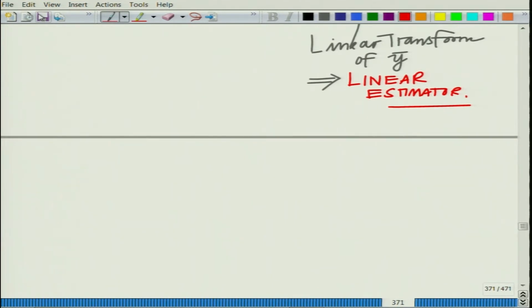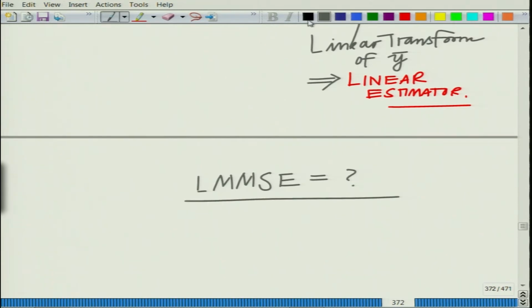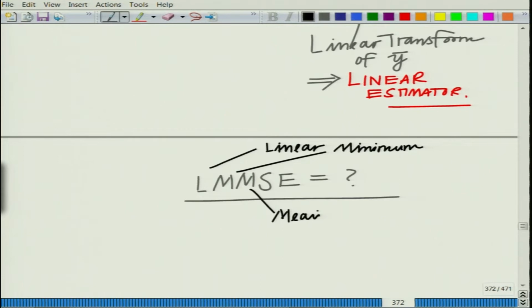And hence the LMMSE estimate. Now, let us look at what the LMMSE is. What do we mean by the LMMSE? There are a couple of terms: linear minimum mean square error estimator.